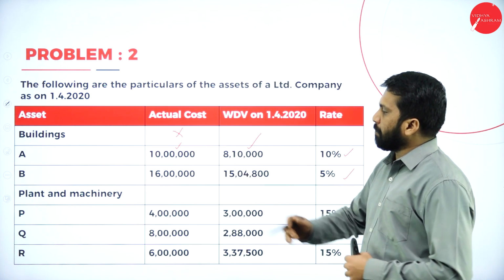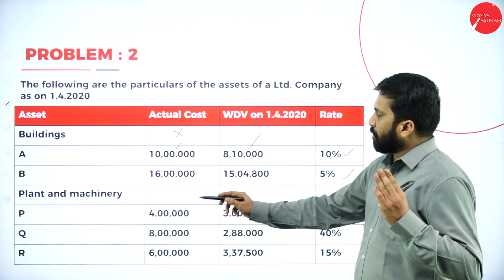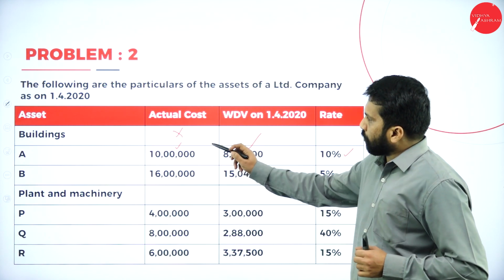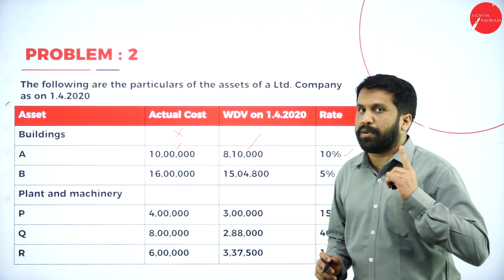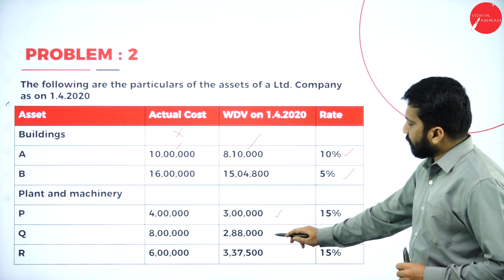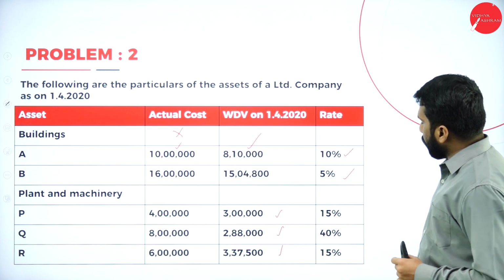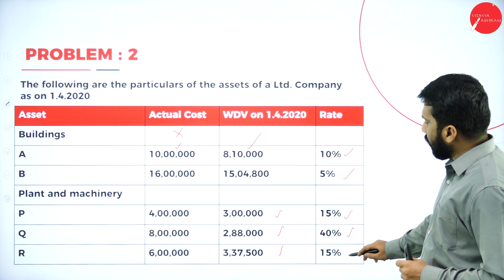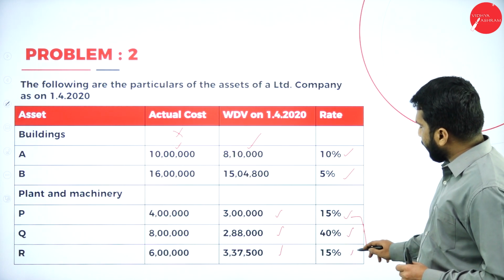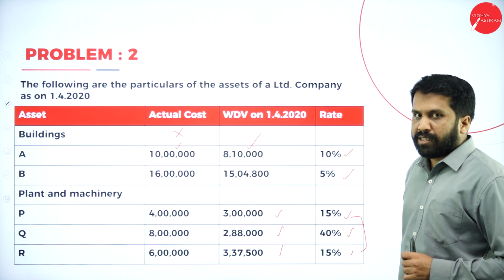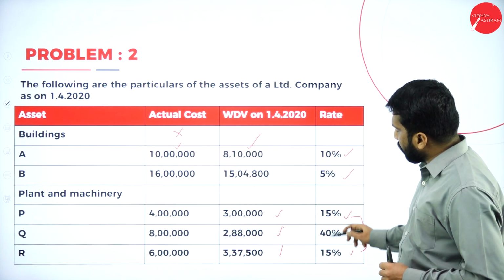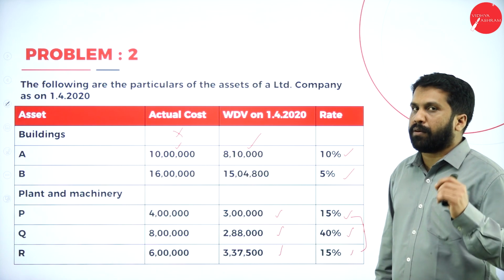Then, plant and machinery, we have 3: P, Q, R. Should we go with actual or WDV? WDV. You have 3 lakh, 2 lakh 88, 3 lakh 77,500. And what about percentage? 15, 40, 15. These two you can call as one. Why? Because the depreciation is 15% for both.